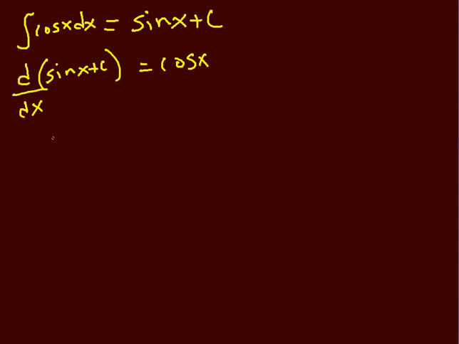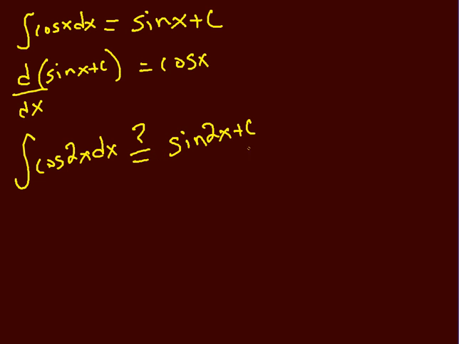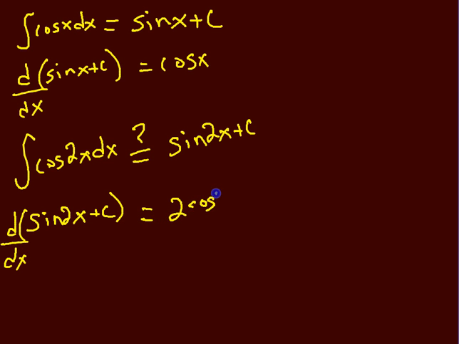All right? Well, this may lead us to believe that if we want to integrate cosine of 2x dx, it's just going to equal sine of 2x plus c. But we find that if we take a derivative of sine of 2x plus c with respect to x, we actually get a 2 cosine of 2x. And that is not the same as the cosine of 2x.